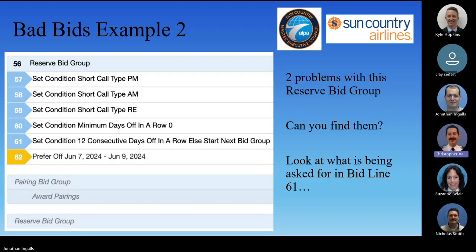Oh, I'm not sure. Minimum days off in a row, 0. What do you think they were trying to do with this bid, if you had to guess? What do you think they wanted? And they want the 7th through the 9th off. Definitely want that. What else? What does line 61 make you think they're trying to do?